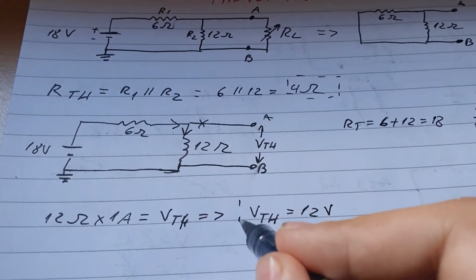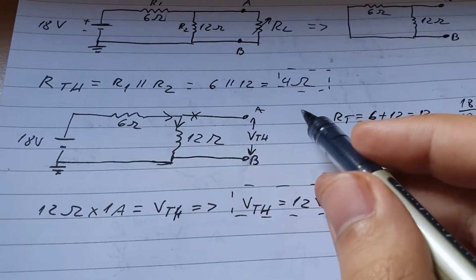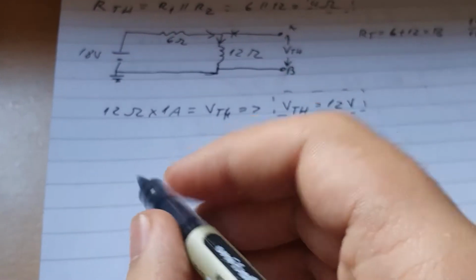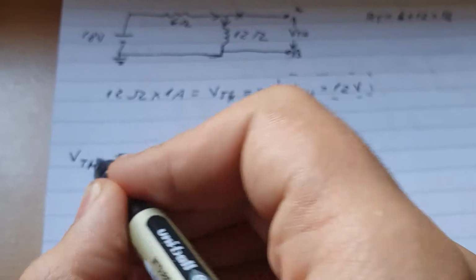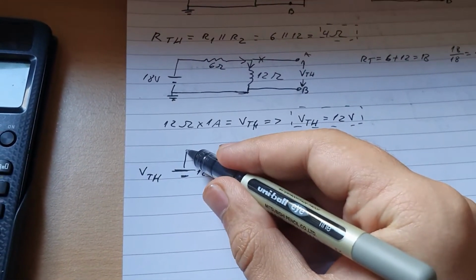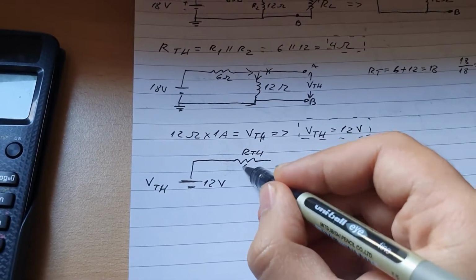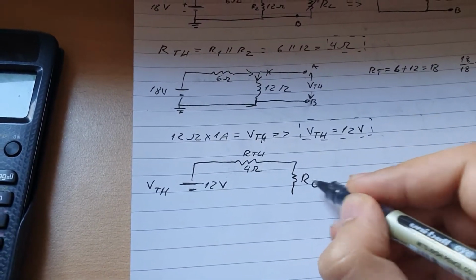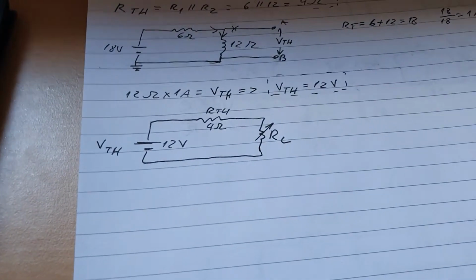So now we have both values, VTH and RTH. Now we can reconstruct the circuit with the new values. VTH will be equal to 12 volts. Then we put the RTH, which is equal to 4 ohms. And then we put RL. And that's it, that's our circuit.